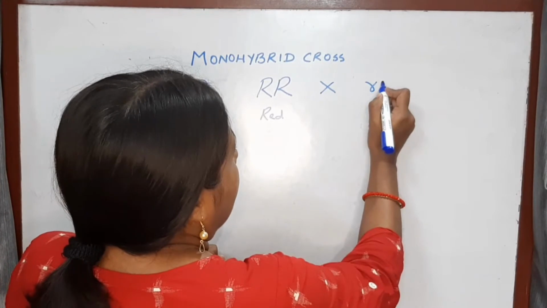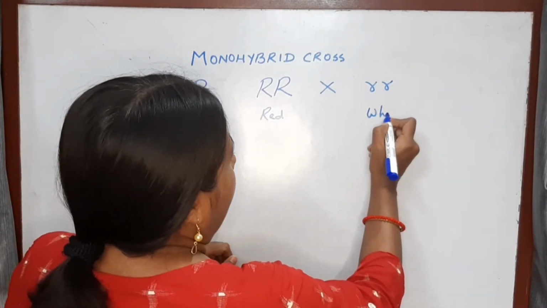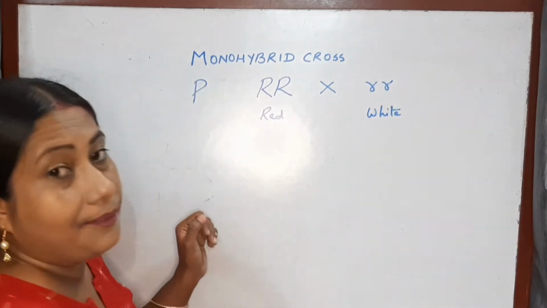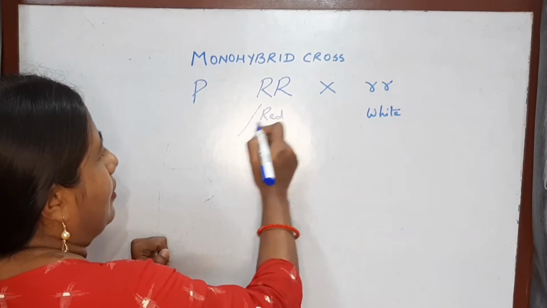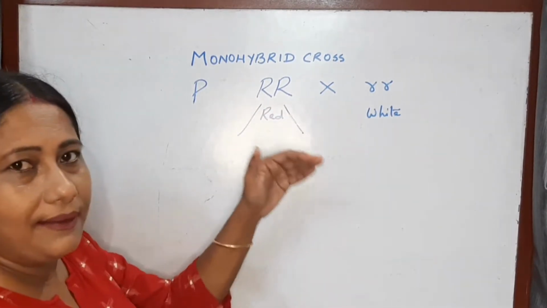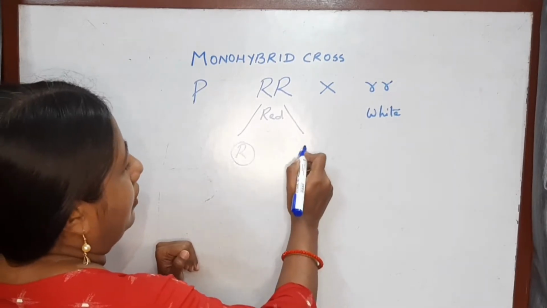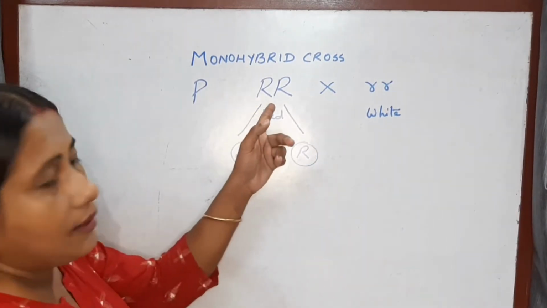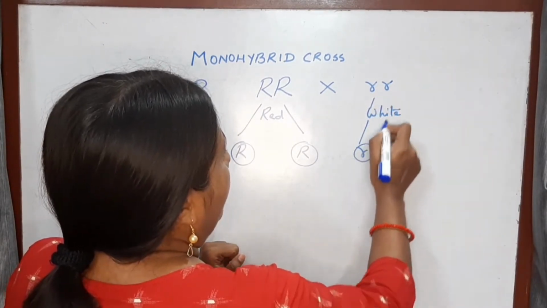White is always recessive homozygous, so this is a white flower plant, rr. You will write like this, right? Now the gametes. How will we write the gametes? You have to write them step by step. So this is the R gamete, capital R for this character, and this one small r.